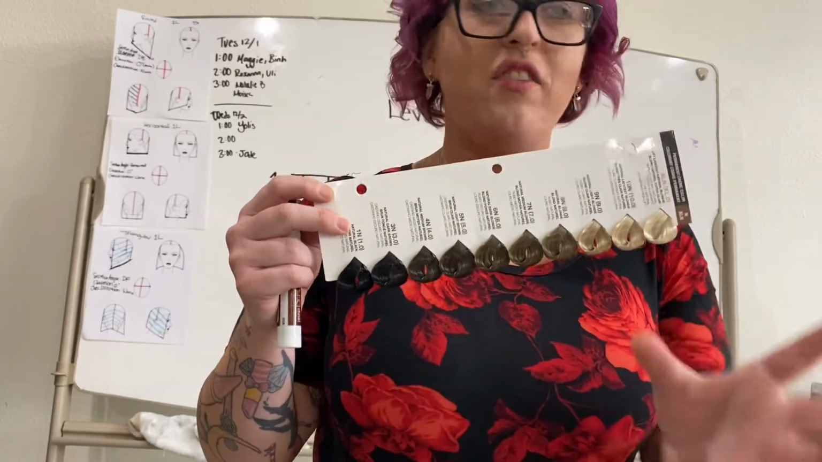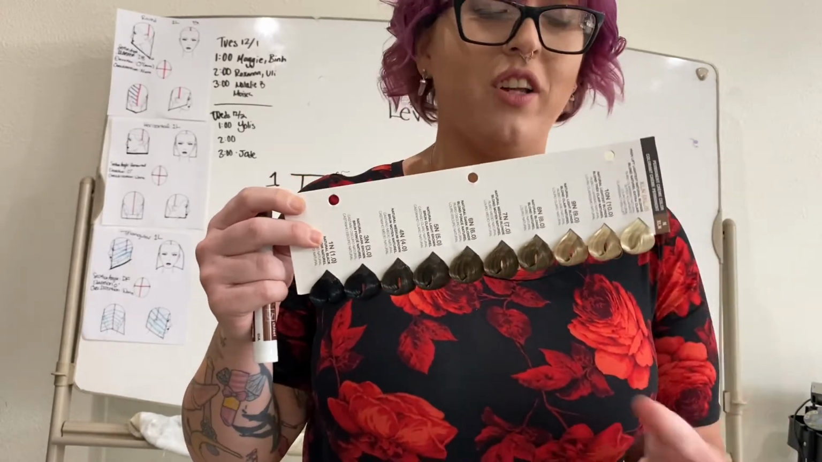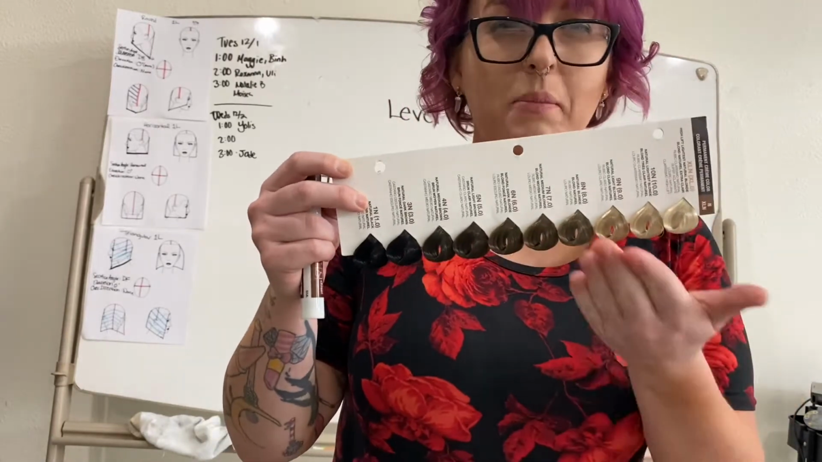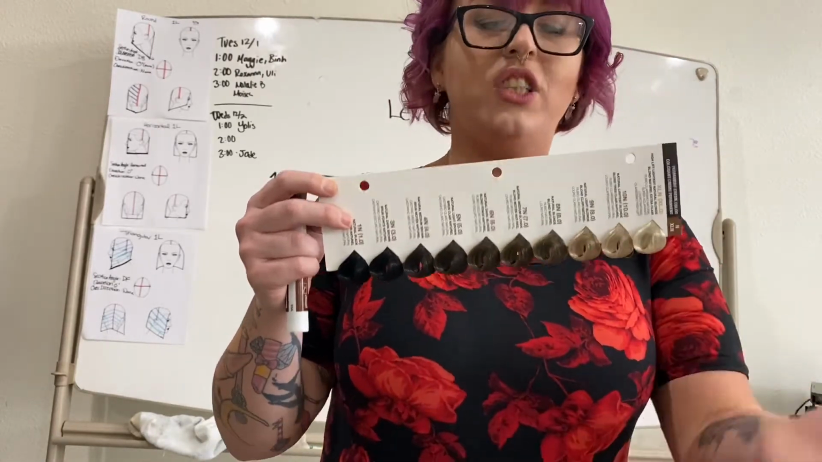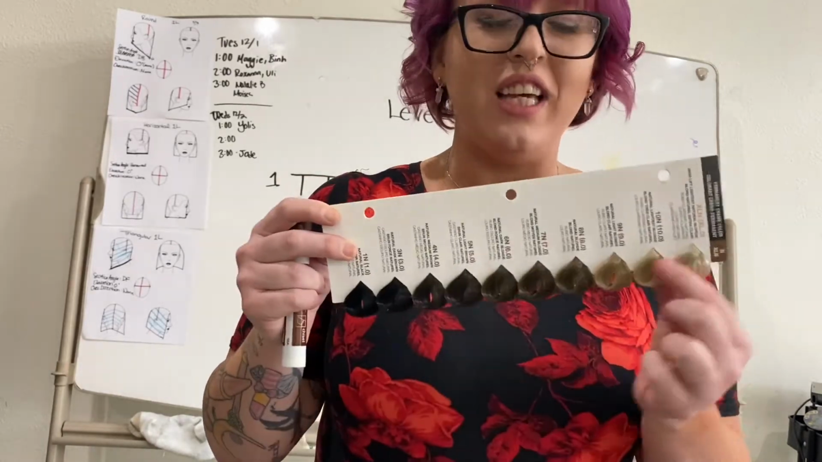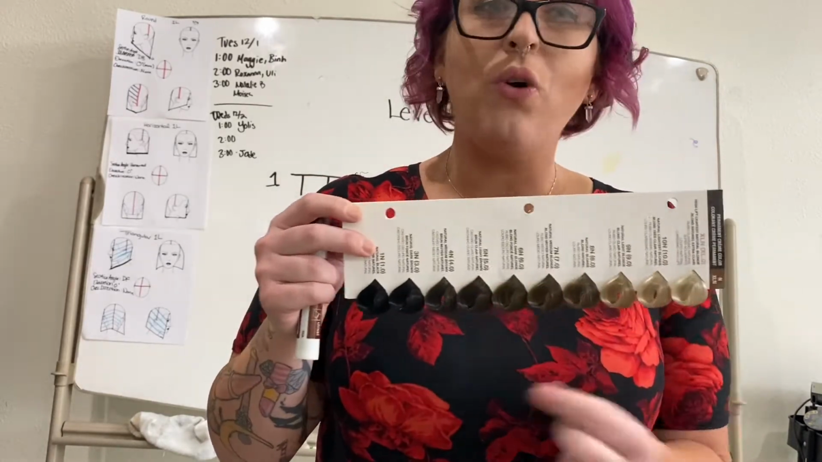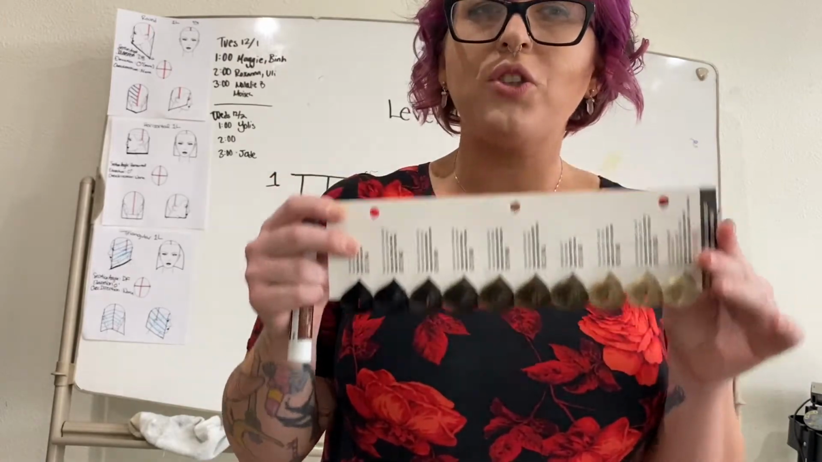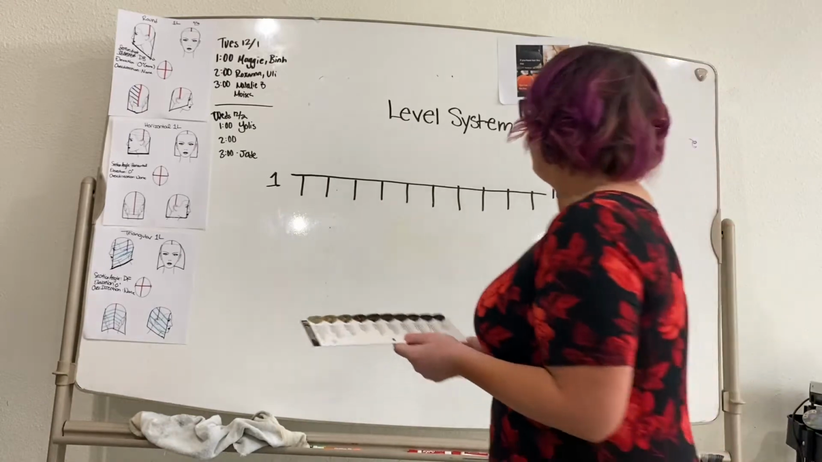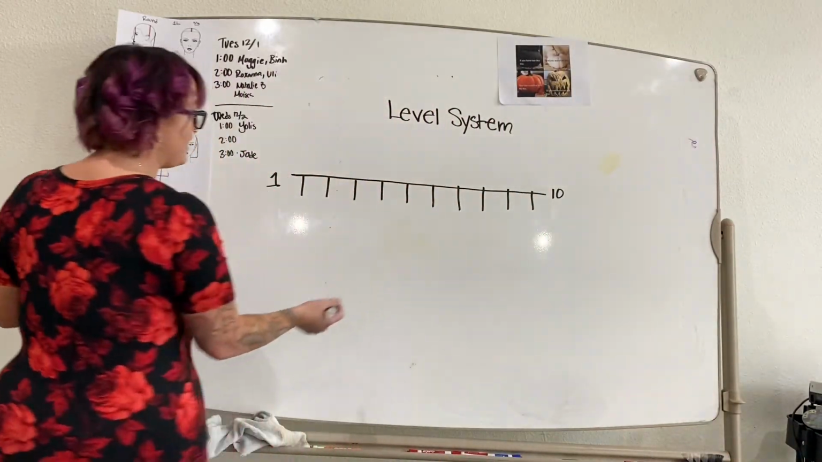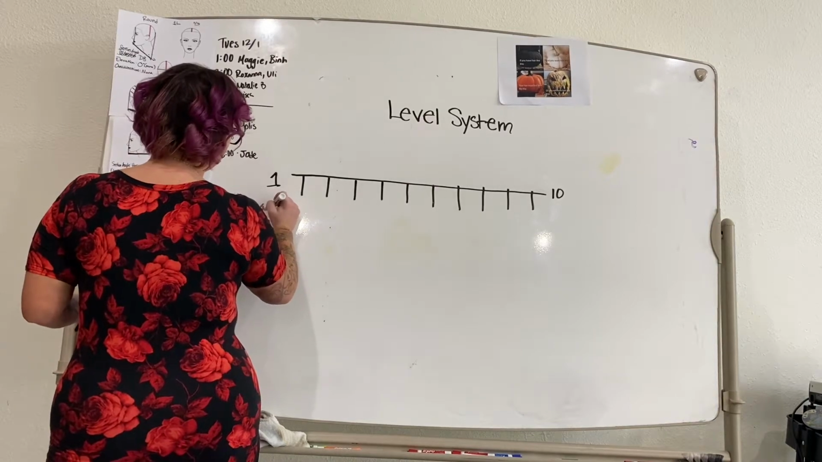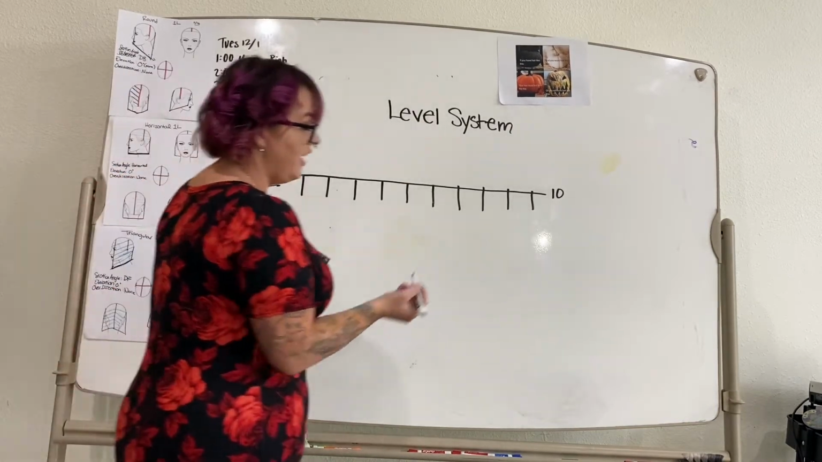If I think of my empty container of color, my empty tube of color as just a white base, how much color am I adding into that white base to create the intensity that I'm looking for? So the level system really only has to do with how much color is in your formula. And one way to think about that, I have my level system of 1 to 10. We know that 1 is the darkest and 10 is the lightest.